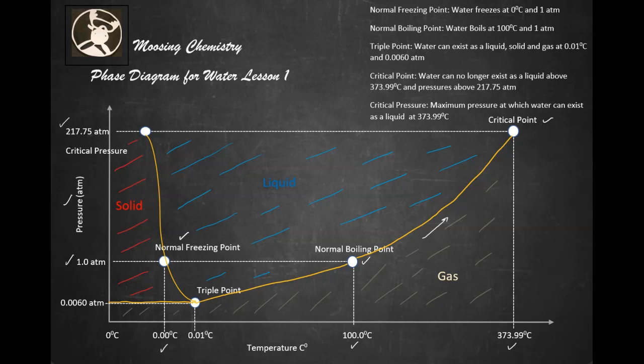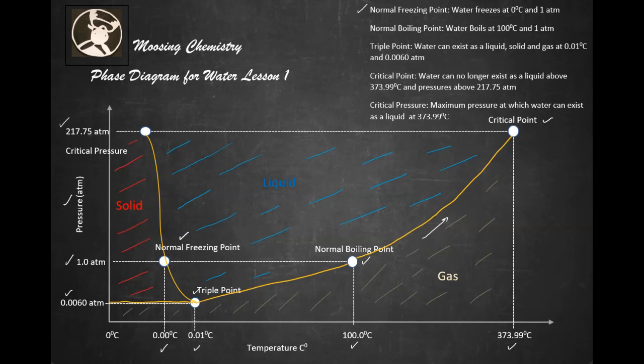Right, triple point. This is where water can exist as a solid, a liquid, or a gas, and that will occur at 0.01 degrees Celsius and at a very low pressure of 0.0060 atmospheres. Okay, that's pretty cool. So remember that the phase of water, whether it's a solid, liquid, or a gas, is dependent on pressure versus temperature. So let's go over the definitions one more time.